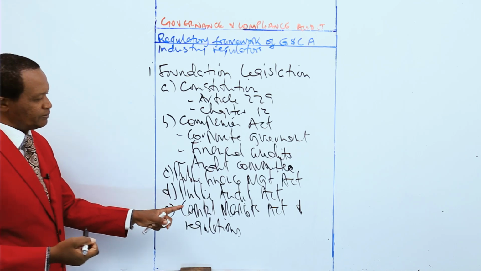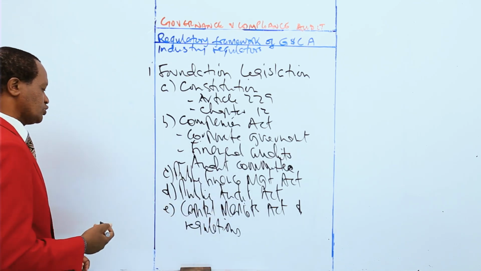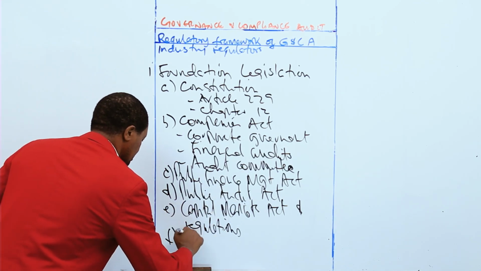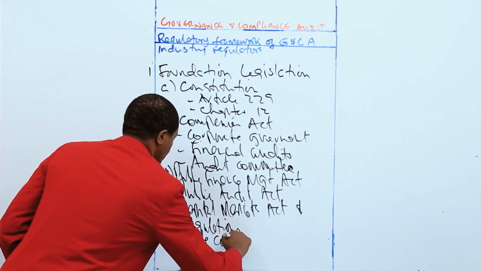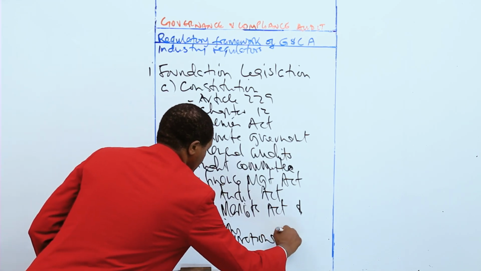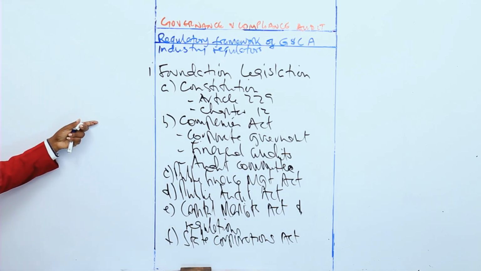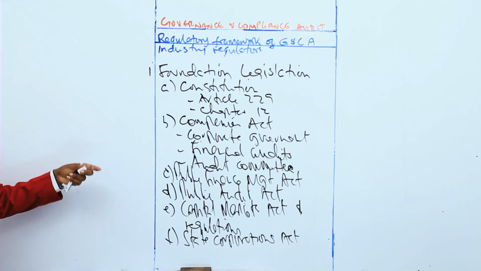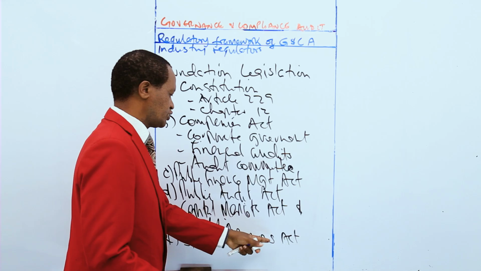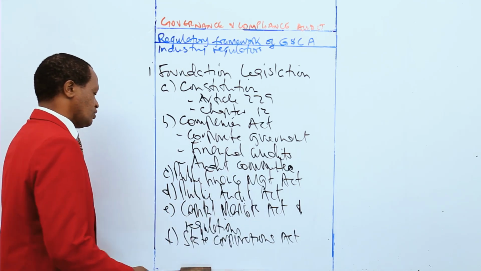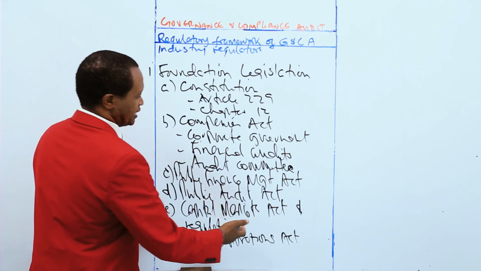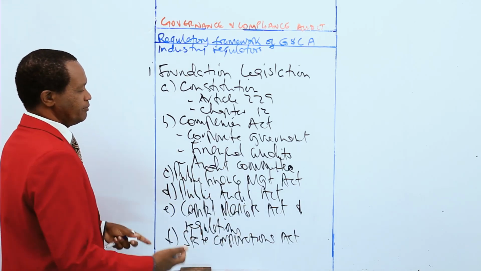So we have the Capital Markets Act. Then there is also the State Corporations Act. The State Corporations Act is another foundation legislation. It provides the framework for establishment and operation of the state corporations. It is the legal basis for the Mwongozo Code. The State Corporations Act is the legal basis for the Mwongozo Code. The Capital Markets Act is the legal basis for the CMA Code.